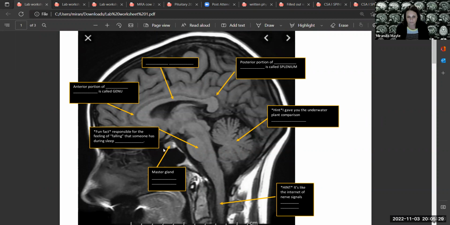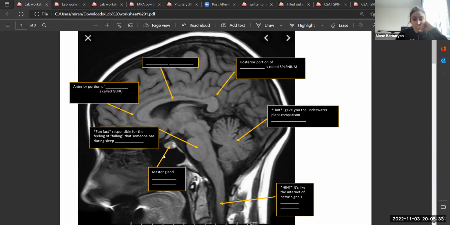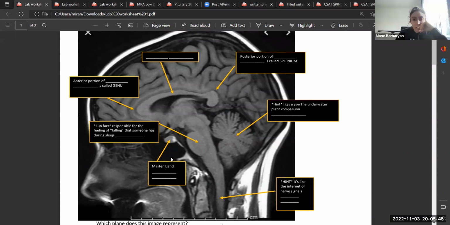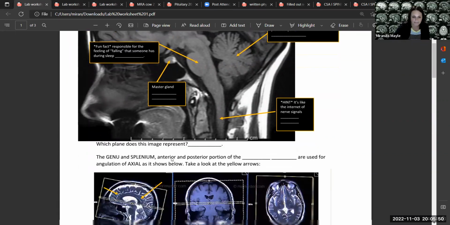How about this area right below the sella turcica? What is it? Sphenoid sinus. Excellent. So air is going to show up dark on our images because there's no hydrogen protons to get any signal from. Good job. Which imaging plane is this? Sagittal. Excellent. Know your imaging planes.